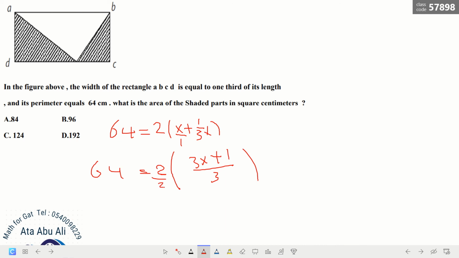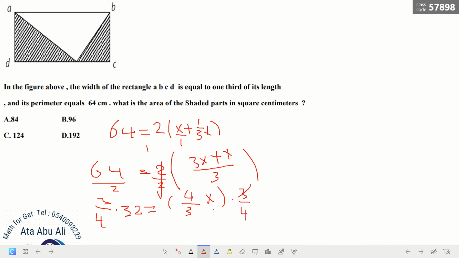Now you can divide by 2 directly here if you want. Divide this by 2 and divide this by 2. 64 divided by 2 is 32. 2 divided by 2 is 1. All of this has to be equal to what? 3x plus 1x becomes 4x, or 4 over 3 x. Now you have to multiply by the reciprocal, which is 3 over 4, and you multiply this by 3 over 4.